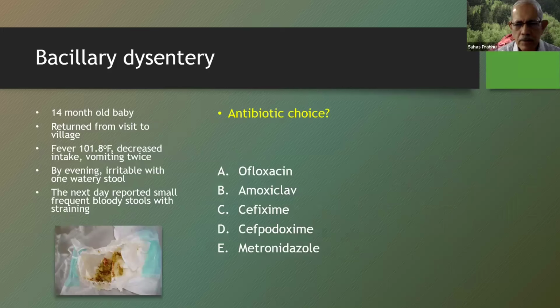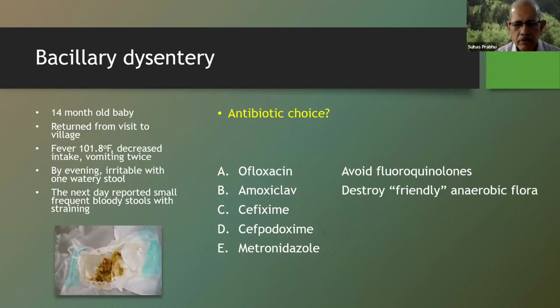What about ofloxacin? We know that the fluoroquinolones, of which ofloxacin is of course a fluoroquinolone, need to be avoided as far as possible in children below the age of 12. They are not licensed by the DCGI because of certain side effects that can happen. So ofloxacin cannot be a first choice.